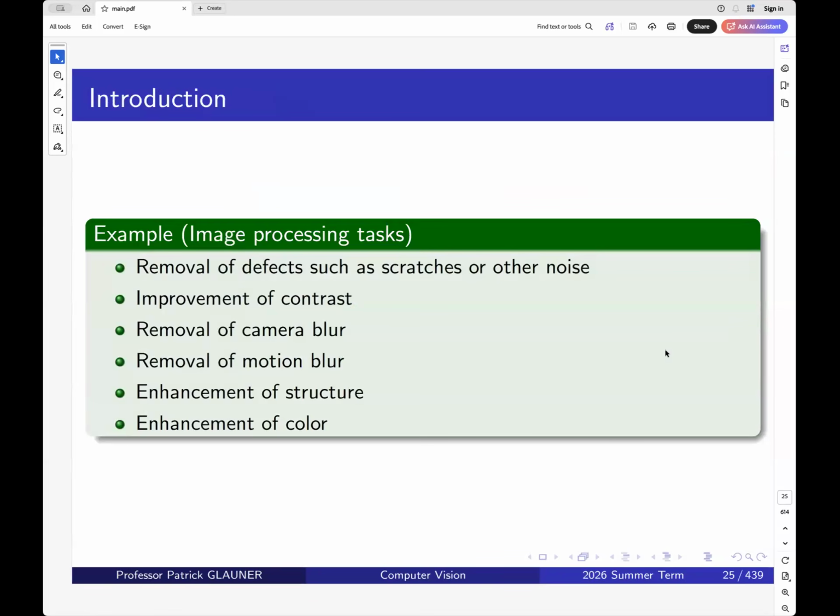Because for image processing, we would often have some more lower level tasks. Maybe we want to improve the contrast of an image. We want to remove some blur from an image, which can be from a camera, can be from motion. Maybe we want to enhance structure in an image. We want to enhance the color, maybe remove some defects like scratches or other noise, but that's not the goal of computer vision. It's rather a more low-level task that we may need for higher-level vision tasks. So that's what image processing means to me.